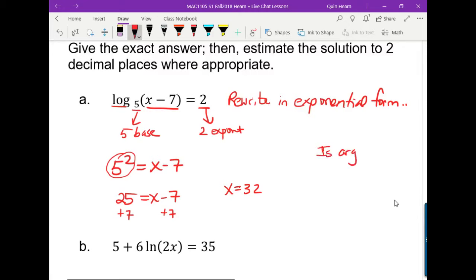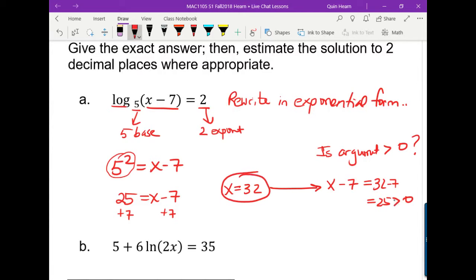Okay, so now go ahead and square that number. So that's 25 equals x minus 7. Now we isolate x. It's a regular old linear equation. We can just add 7 to the other side. So we get x equals 32.